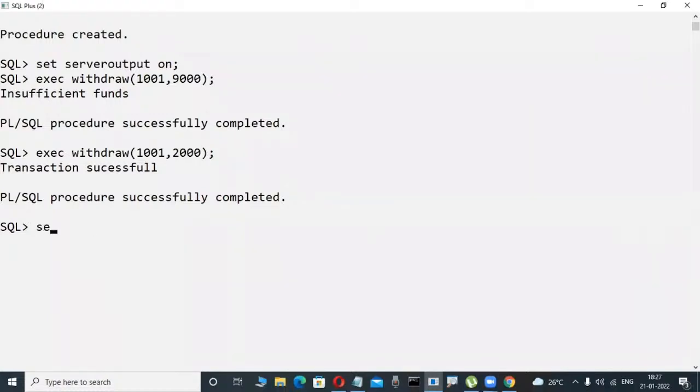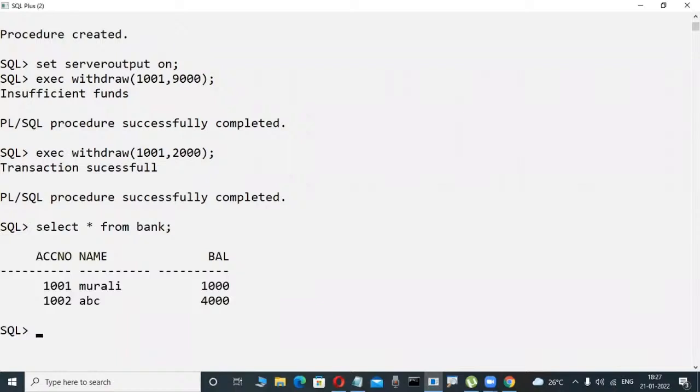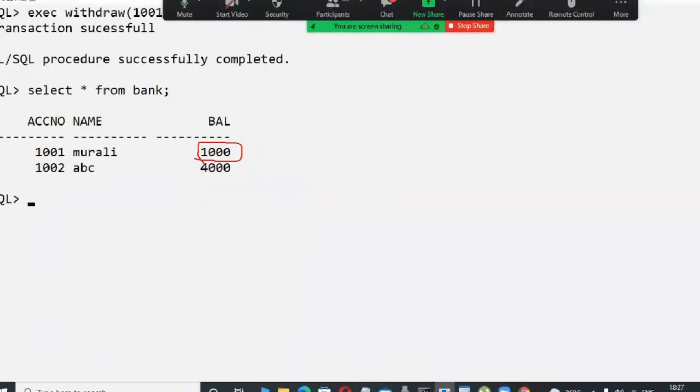And now check it out, is it really correct? In my bank table I try to observe it. Yes, the bank table is there. In the previous case 3,000 is there, and 3,000 minus 2,000 rupees, for example, I try to withdraw, then automatically the remaining balance, 1,000 rupees, is there or not? Yes.